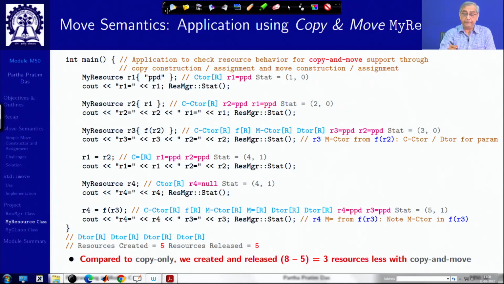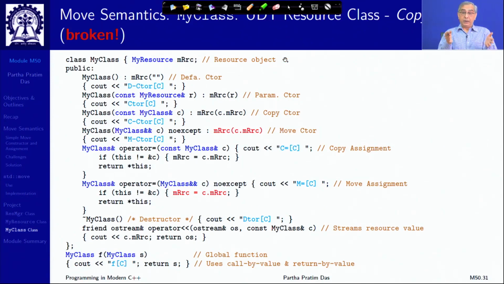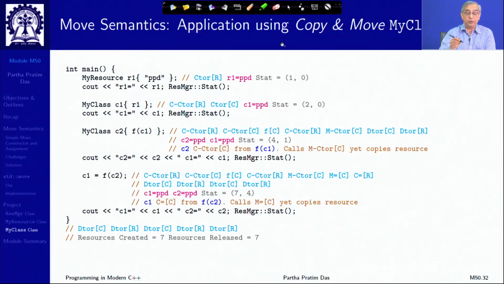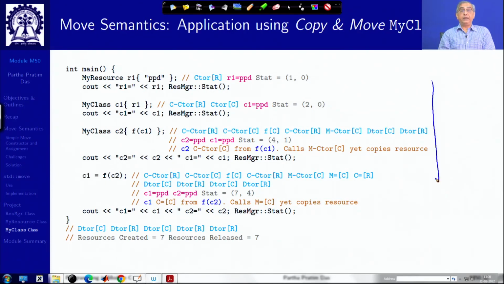The application is identical. Then I move on to the my class, and first provide the first solution that we had seen earlier, which you know is broken, because even though it is a move constructor or a move assignment operator, it will actually call the copy versions of the MyResource class. So, with that, this kind of turns out to be copy only, though it was meant to do move and copy both. And then there is an application which in a similar way tries to do different things of copy and move. 7 resources dealt with.